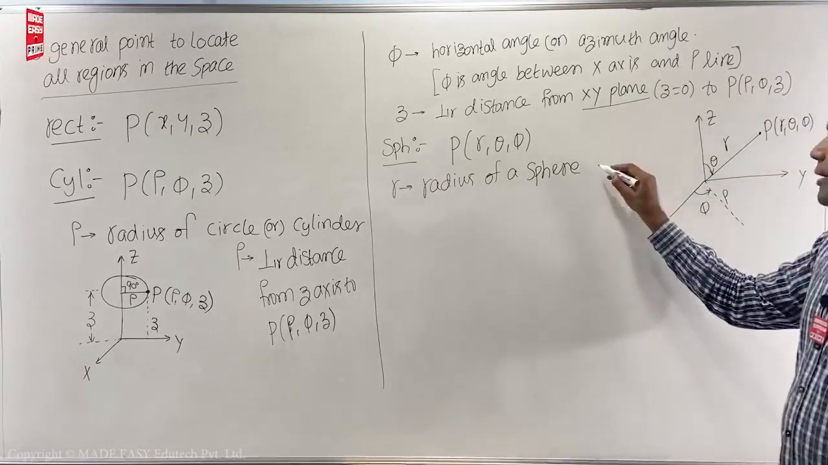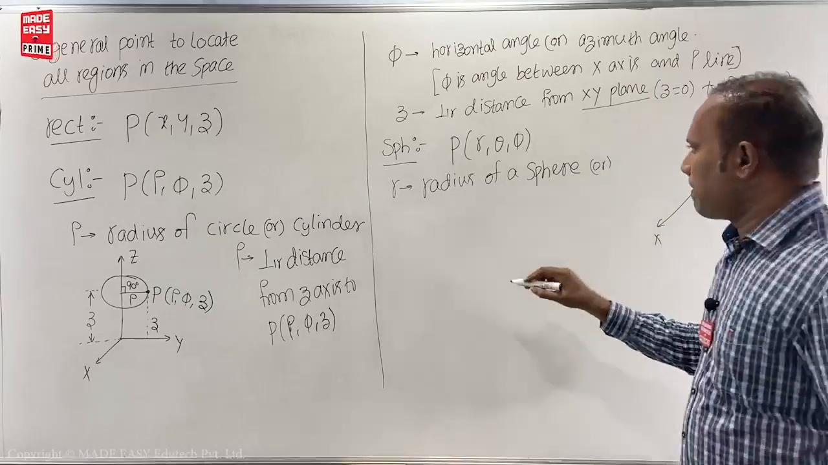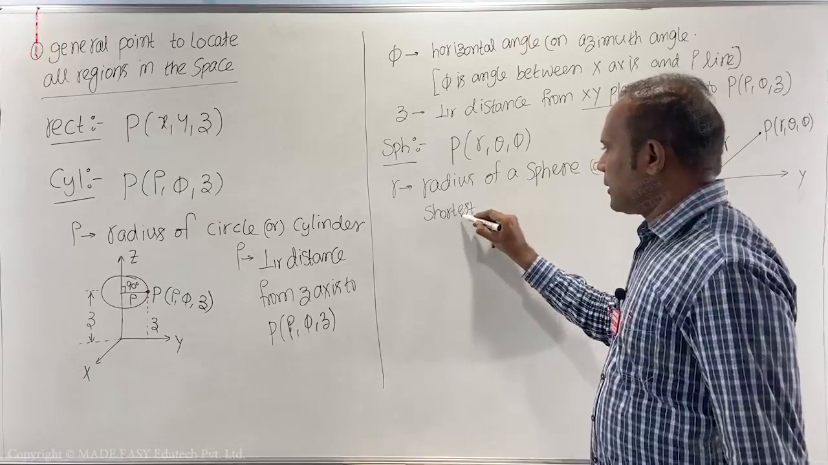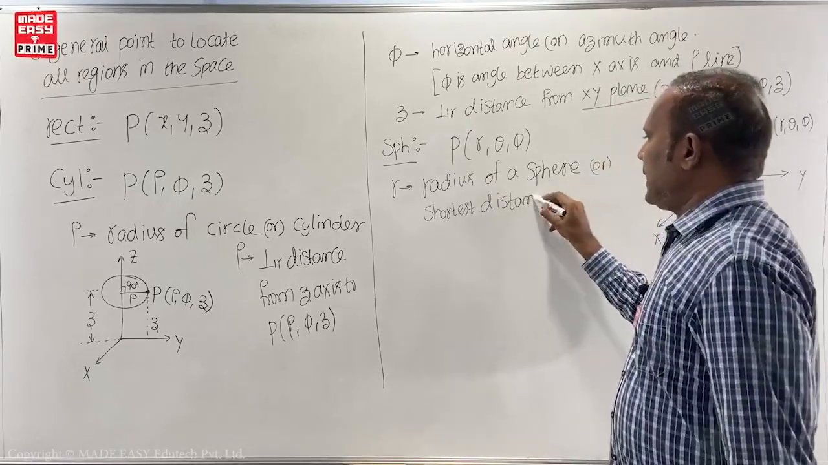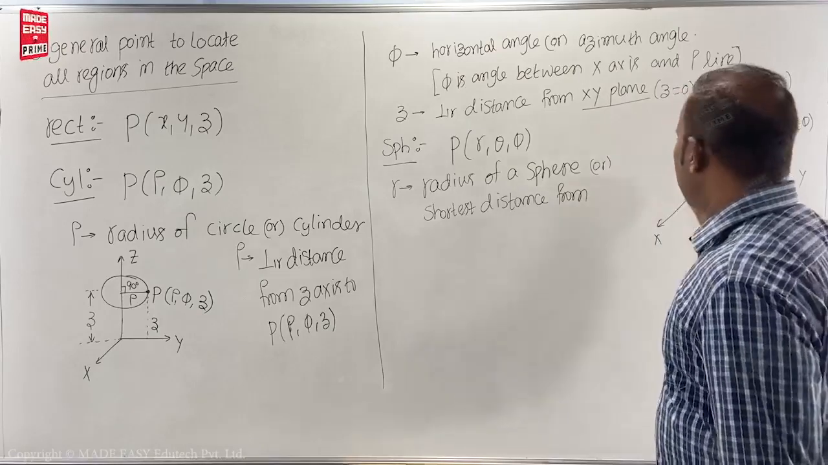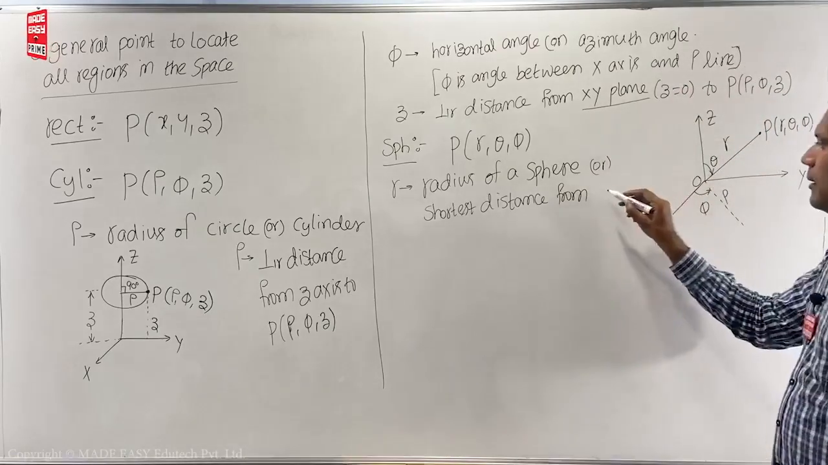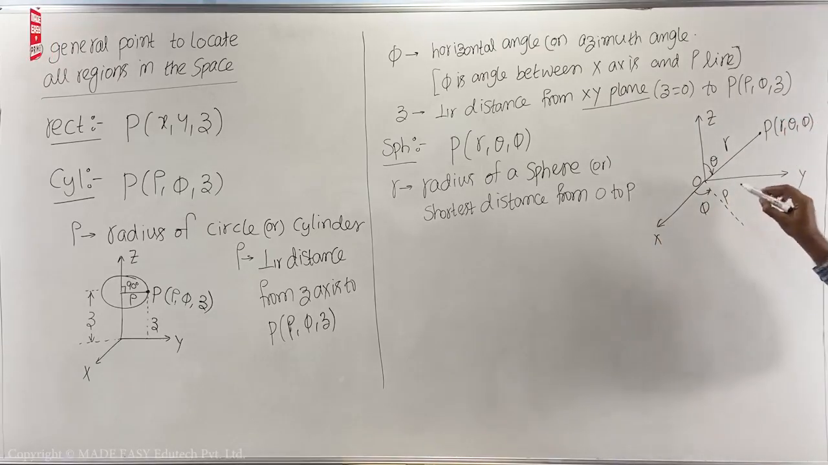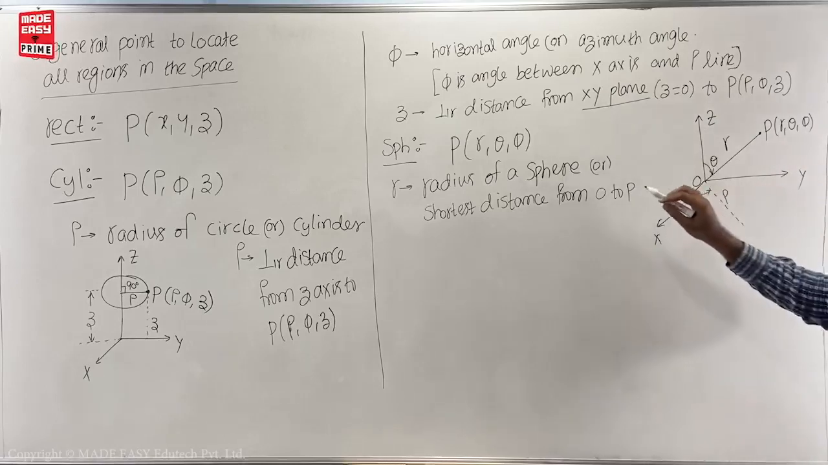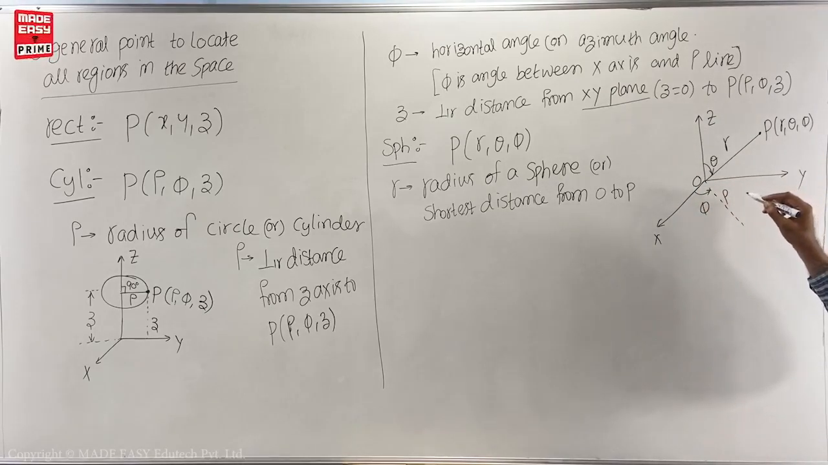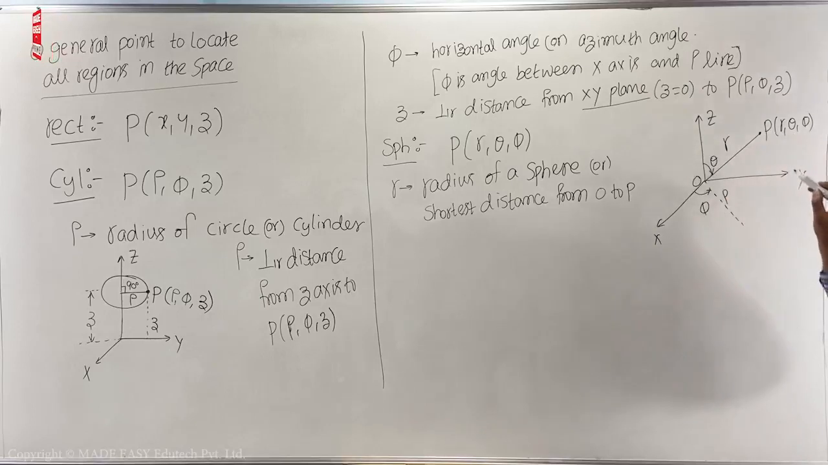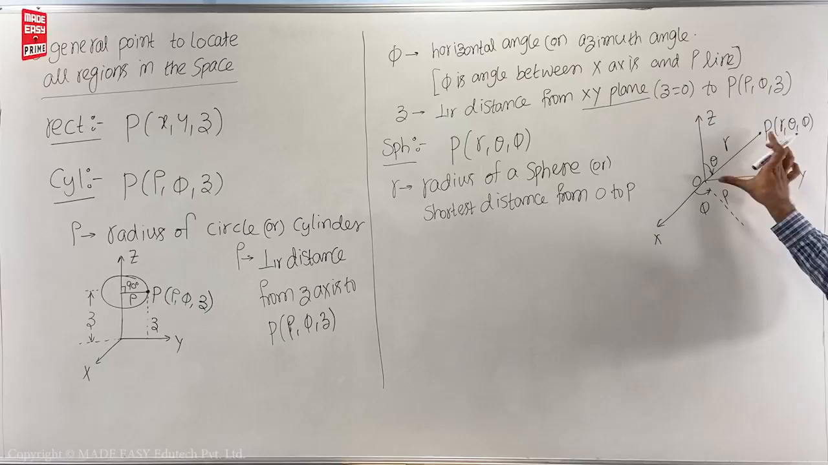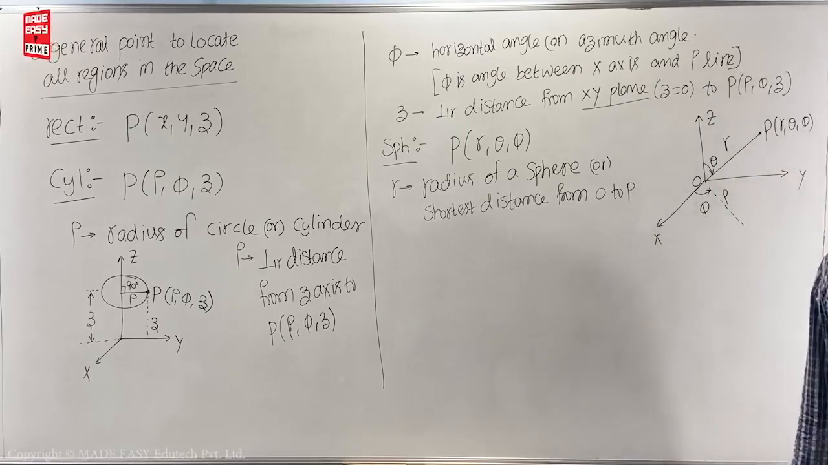Already you know that. So r is the radius of the sphere. It is also called the shortest distance from the origin O to P. So this is the shortest distance from the origin to this point, the radius of the sphere, or it is also called the shortest distance from the origin to the location P. Okay, dear friends. That means OP is how much here? That is r actually. OP is r.